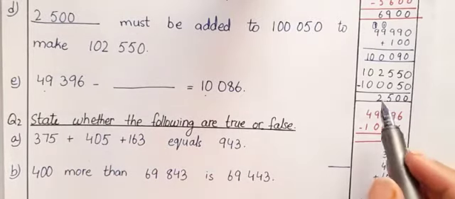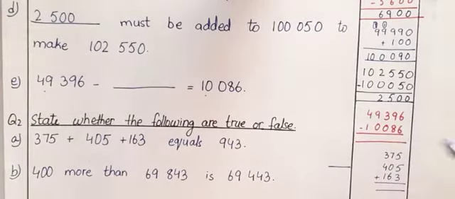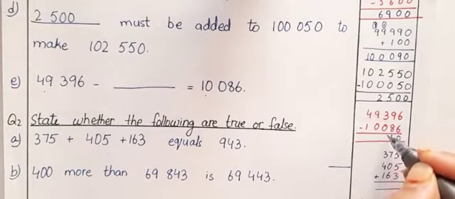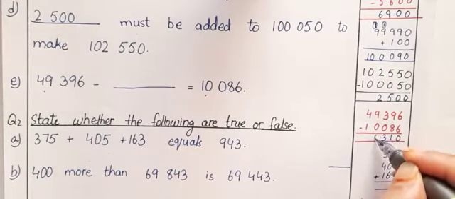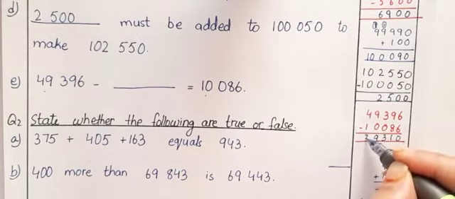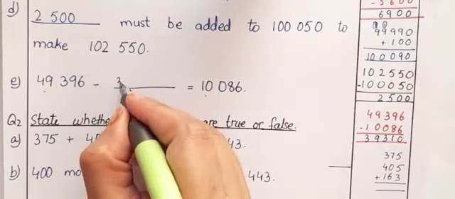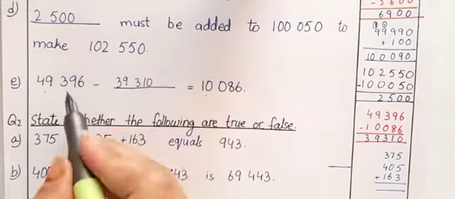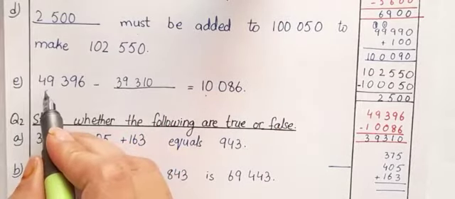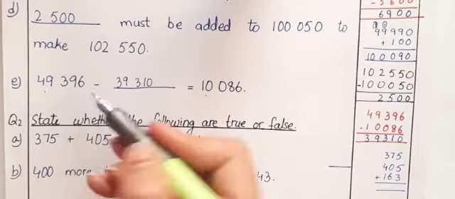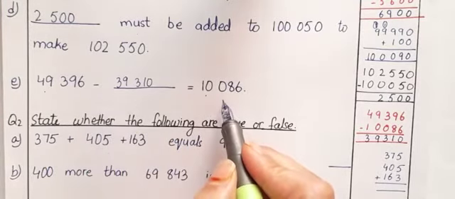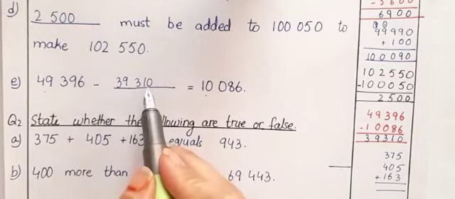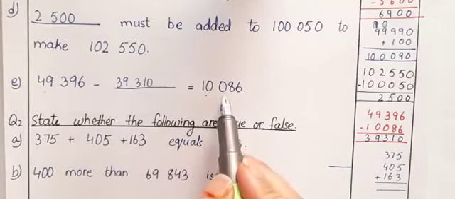So let's do it over here. You can see it. 6 minus 6 is 0. 9 minus 8 is 1. 3 minus 0 is 3. 9 minus 0 is 9. And 4 minus 1 is 3. It is 39,310 when it gets subtracted from 49,396. Our answer will be 10,086. You can check it. When you subtract these two, you will get this answer.